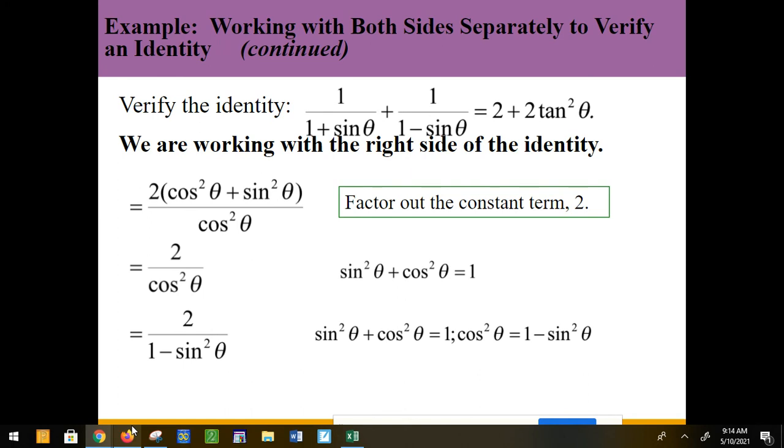So factor out the 2, and now you've got 2 times cosine squared theta plus sine squared theta. Then we can use the identity that sine squared theta plus cosine squared theta equals 1. So 2 times that, since it equals 1, is just 2. Then we can use the fact that sine squared theta plus cosine squared theta equals 1. The corollary is that cosine squared theta is equal to 1 minus sine squared theta. So we just flipped out cosine squared theta for 1 minus sine squared theta.